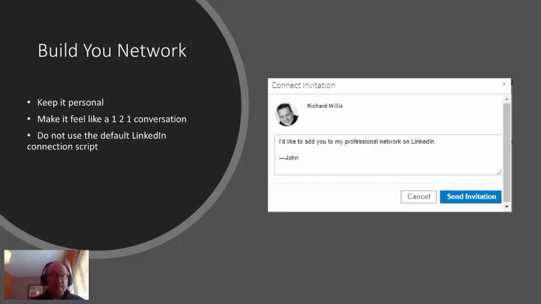With that in mind, LinkedIn comes along. If you ever issue a connection request or get one, there's a default script, and you do not use that. When you hit connect, LinkedIn will offer you a default script like this. Don't use it, because people know that's the default script.